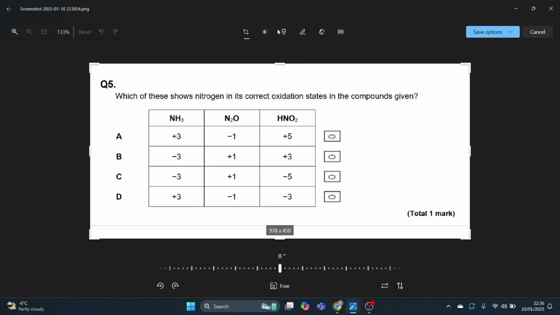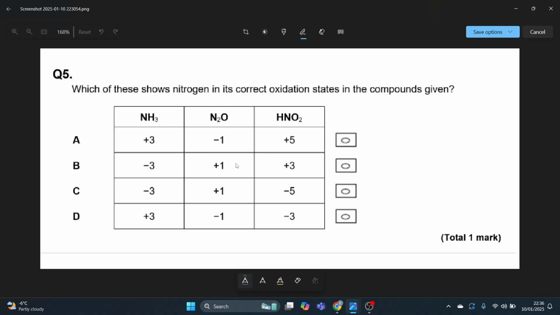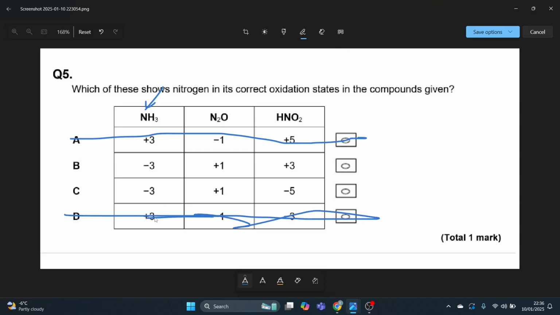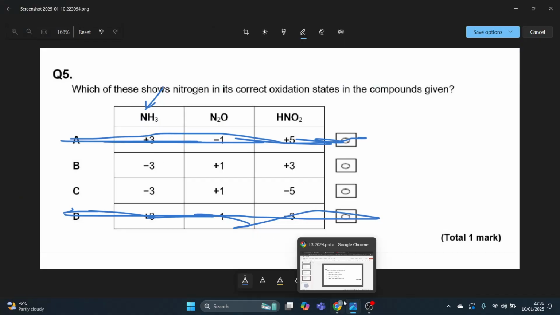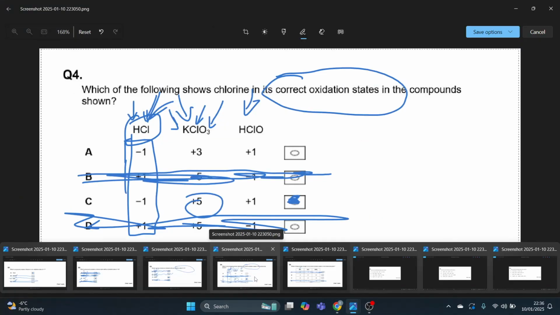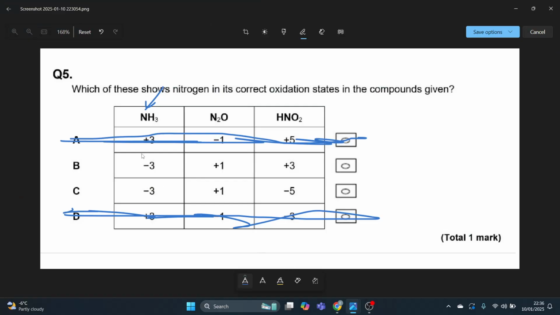Question 5, which of these shows nitrogen in the correct oxidation states of the compounds given? NH3, 3 plus, and nitrogen must be -3. So very similar to the previous question. Literally 3 columns, 3 different oxidation states for each one. Obviously, some of them have the same ones. So left with B and C.